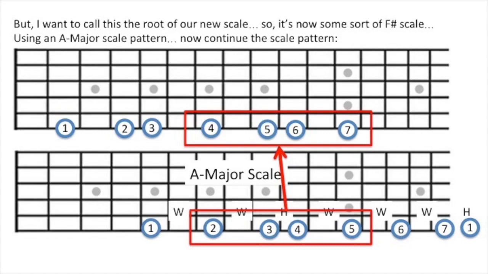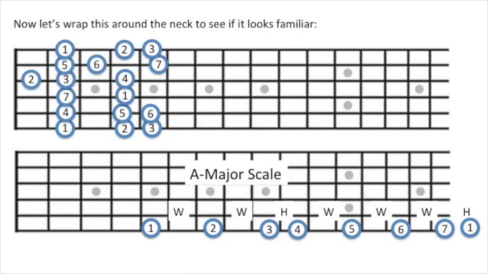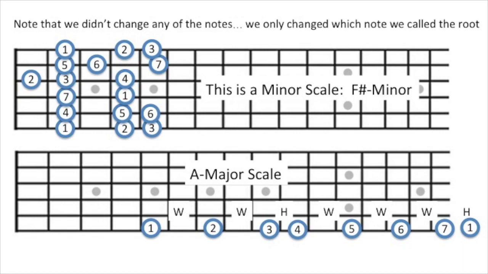We have the 7 notes of this new F sharp scale. Now I'll wrap this around the neck. We know this scale shape. It's a minor scale. So this is F sharp minor. We didn't change any of the notes. We just changed the order around a new root.